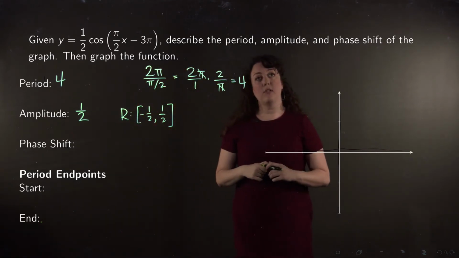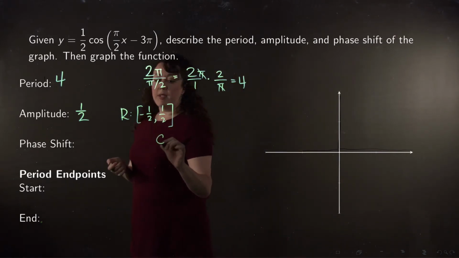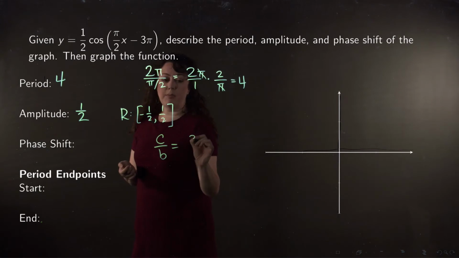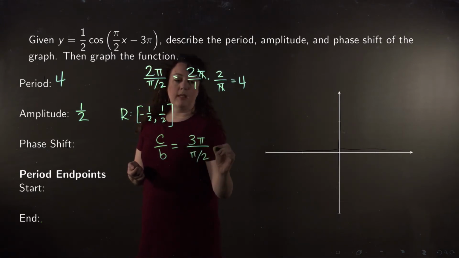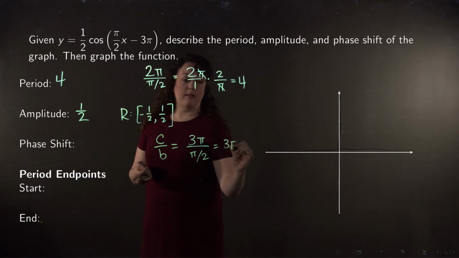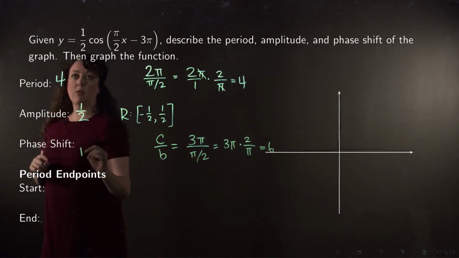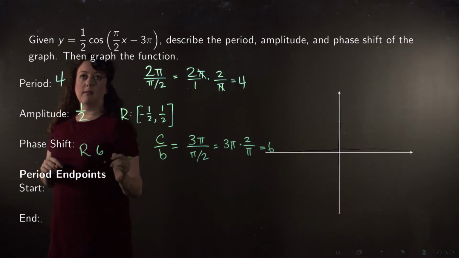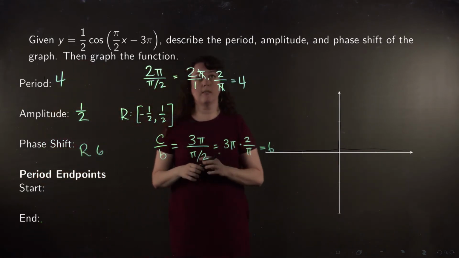And then the phase shift is always given by your c over your b value. So c over b for us is 3 pi over pi/2. That's 3 pi times 2 over pi. The pi's cancel and leave you with 6. So our phase shift is going to be moving to the right 6. The minus means right. The number we got was 6.